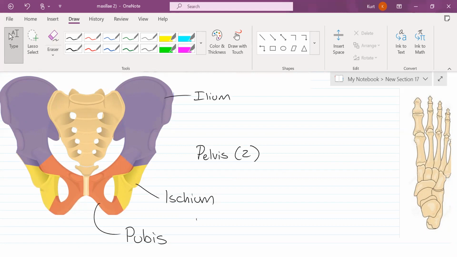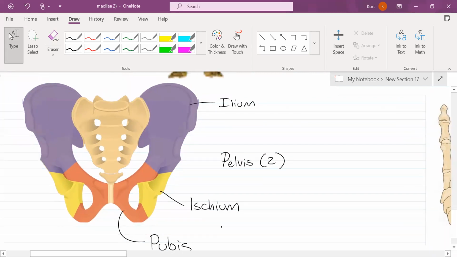Speaking of which, you can tell the gender of a person by looking at their pelvis. Have you ever heard the expression childbearing hips? Women typically have broader hips for childbearing. This pelvis right here is a male. It's narrower and taller. Females tend to have shorter, broader pelvises. Males tend to have taller, more narrow pelvises.